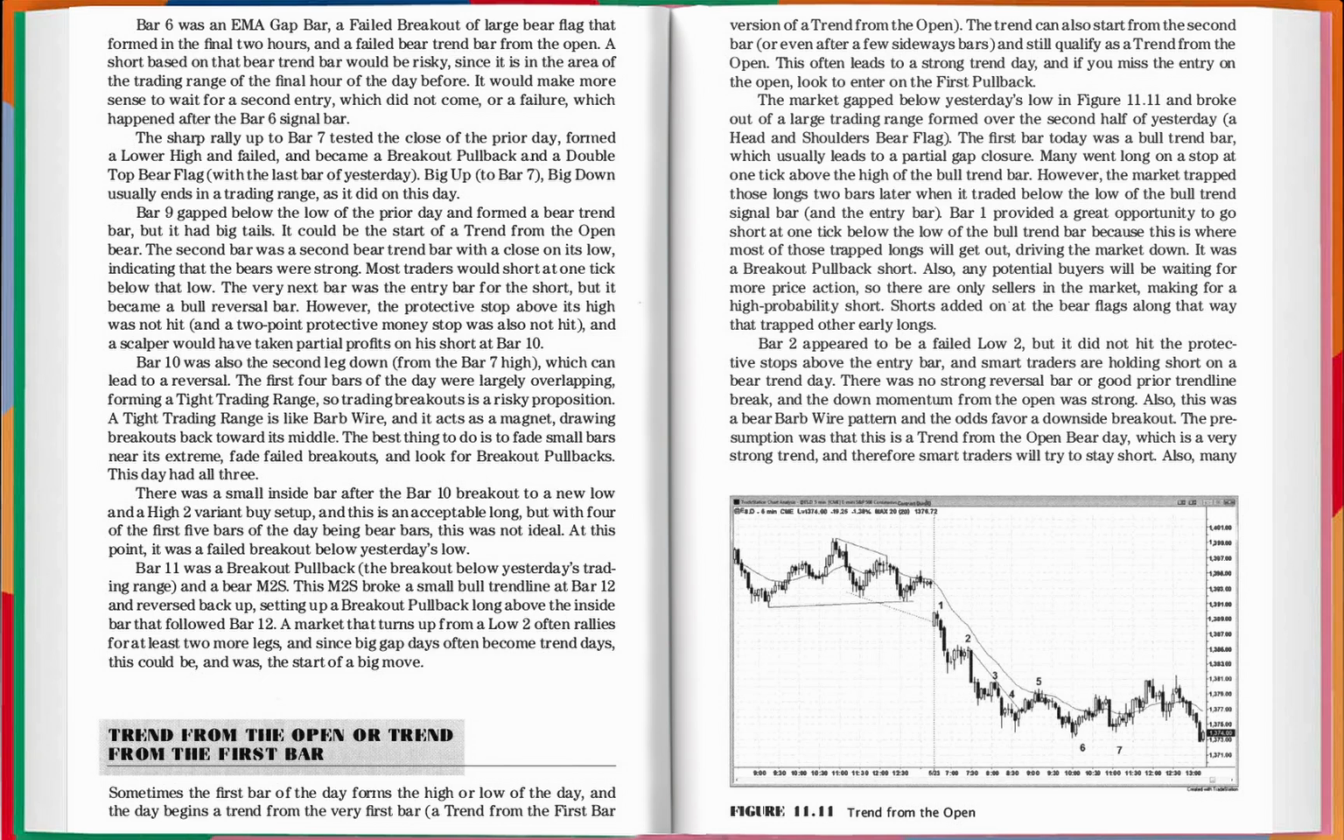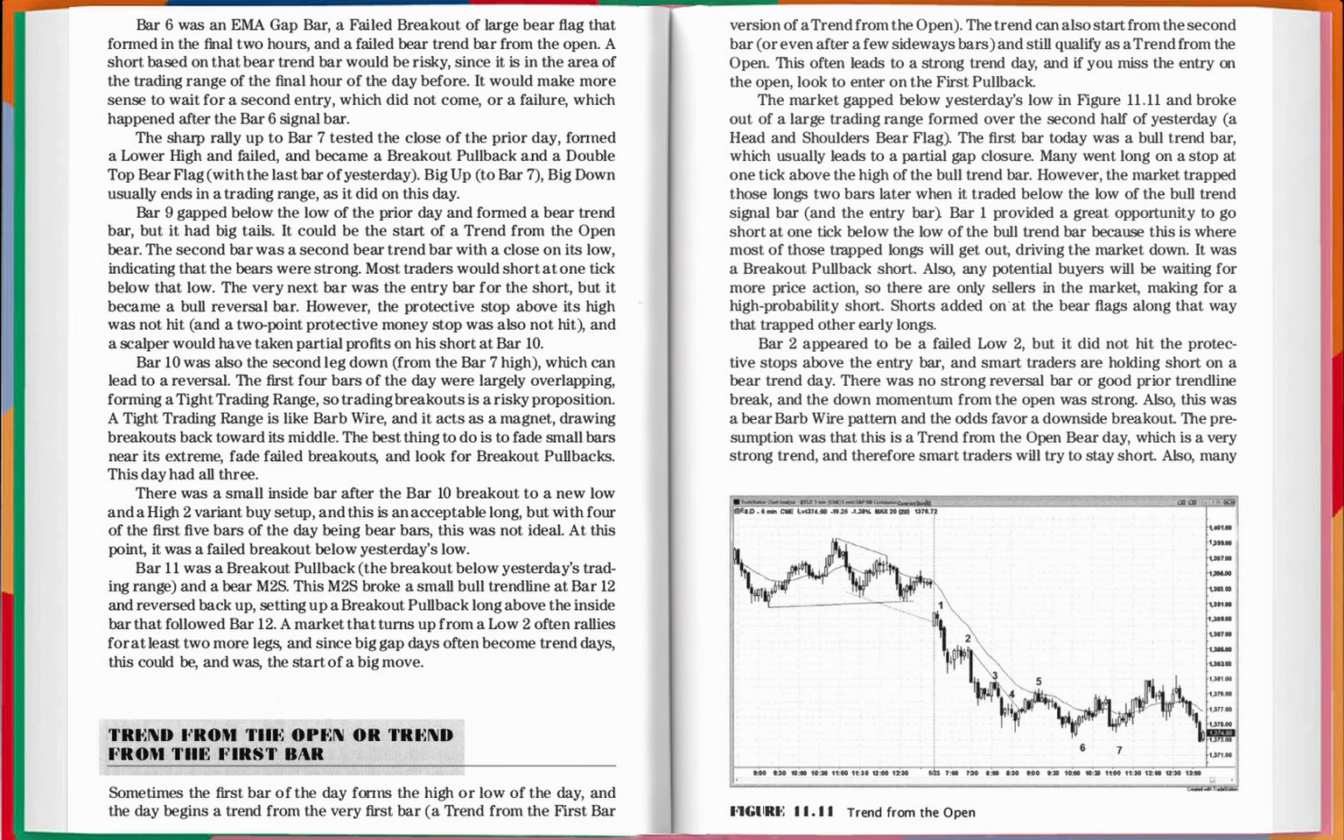There was a small inside bar after the bar 10 breakout to a new low and a high 2 variant buy setup, and this is an acceptable long, but with 4 of the first 5 bars of the day being bear bars, this was not ideal. At this point, it was a failed breakout below yesterday's low. Bar 11 was a breakout pullback, the breakout below yesterday's trading range, and a bear M2S.